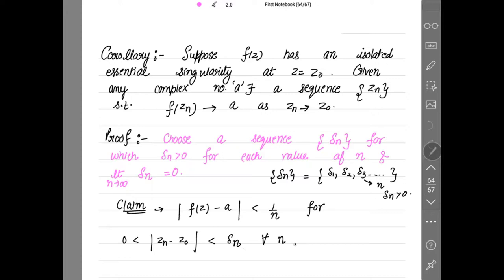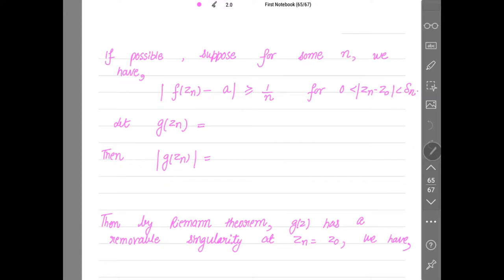And now again we have to take the other way and get the contradiction. If possible, suppose for some n we have mod of f(z_n) minus a to be greater than or equal to 1 by n for this disk. Right, and we again write let g(z_n) be equal to 1 over f(z_n) minus a. Now the same steps, take their mod, this will be 1 over mod f(z_n) minus a. Because mod f(z_n) minus a is greater than or equal to 1 over n, its reciprocal will be less than or equal to n. Very good. So this is less than or equal to n, reciprocal.